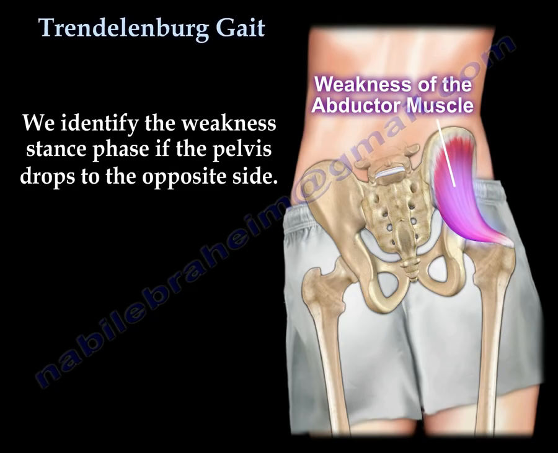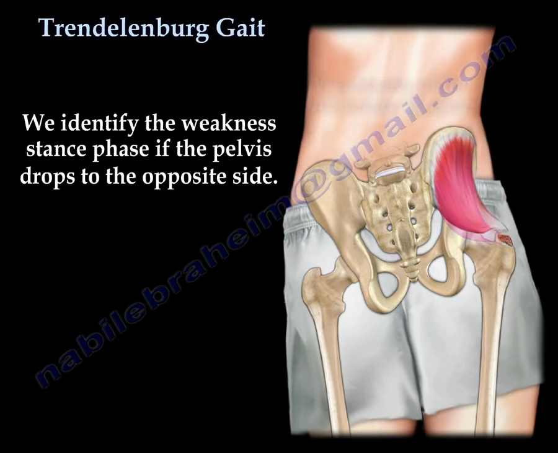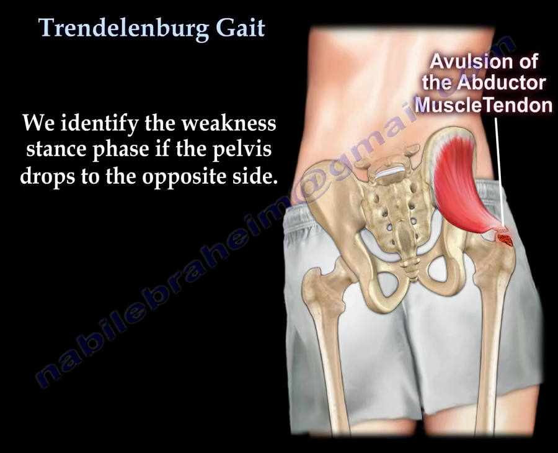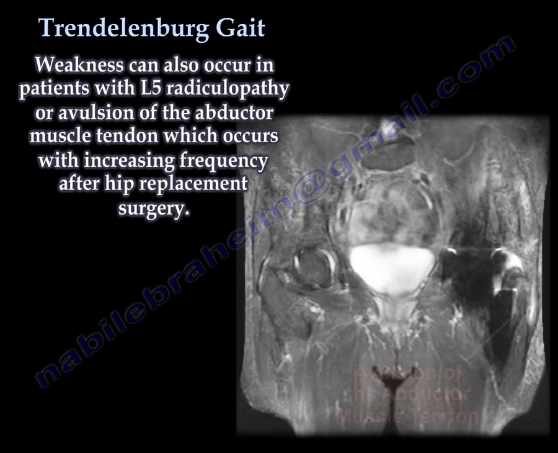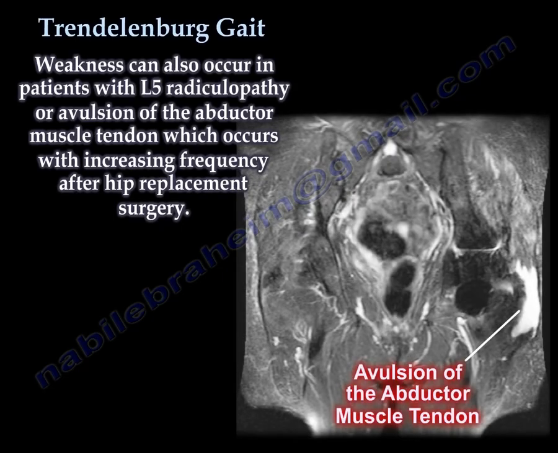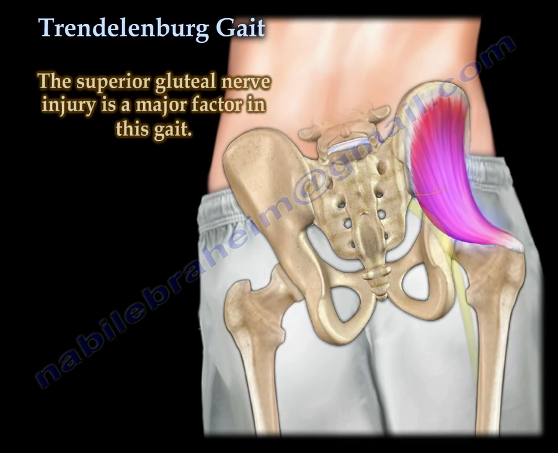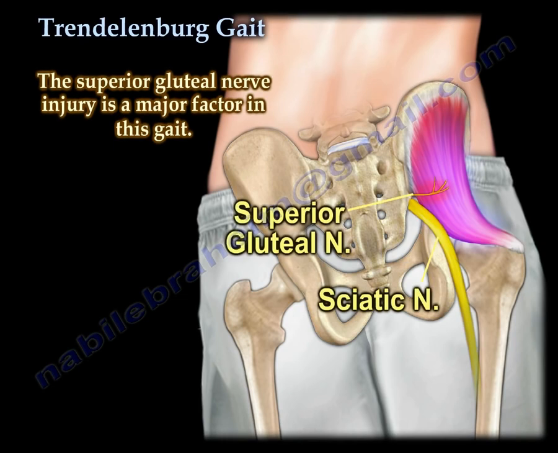Here you can see an example of weakness of the abductor muscle, as well as avulsion of the abductor muscle tendon. Weakness can also occur in patients with L5 radiculopathy or avulsion of the abductor muscle tendon, which occurs with increasing frequency after hip replacement surgery. The superior gluteal nerve injury is a major factor in this gait.